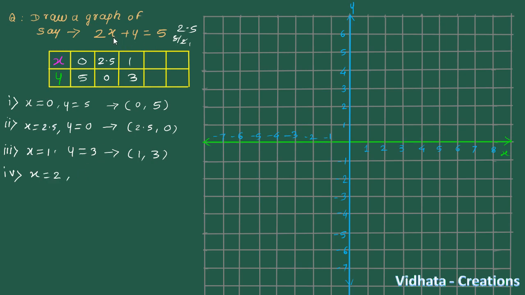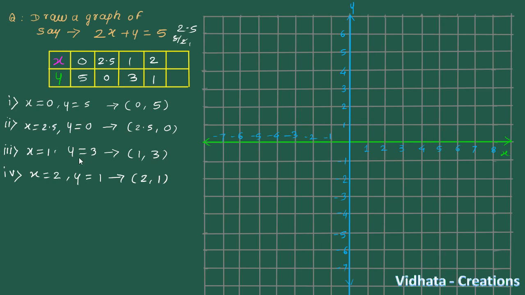If we take x is equal to 2, then 2 into 2 is 4. So y will be equal to 5 minus 4, which is 1. In this case, you will get the value of y is equal to 1 and your solution will be (2, 1). Here, x is equal to 2 and y is equal to 1. Like this, you will get the solution.